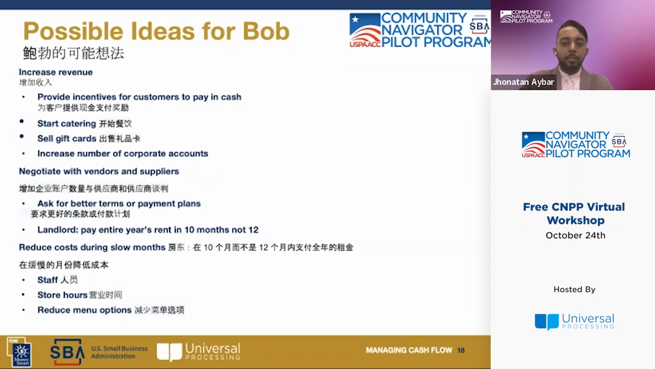Bob can increase the flow of revenue into his business. How can he do this? He can provide incentives to his customers to pay in cash. These are strategies that we briefly discussed today. He can also provide some incentive to those clients that he provides services to on credit terms.